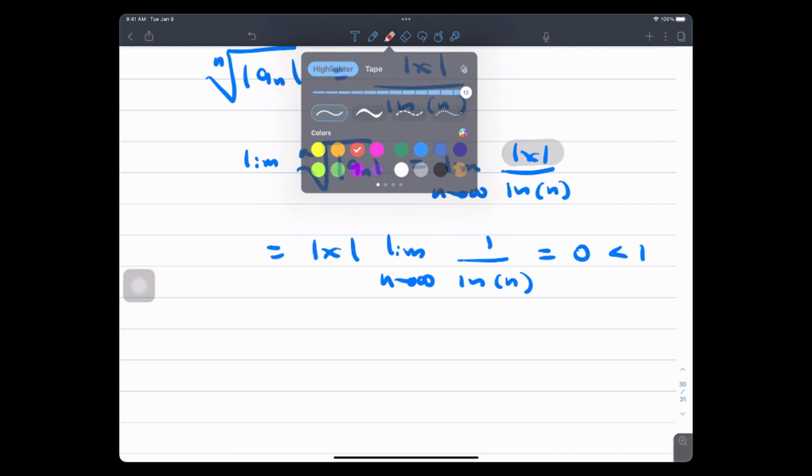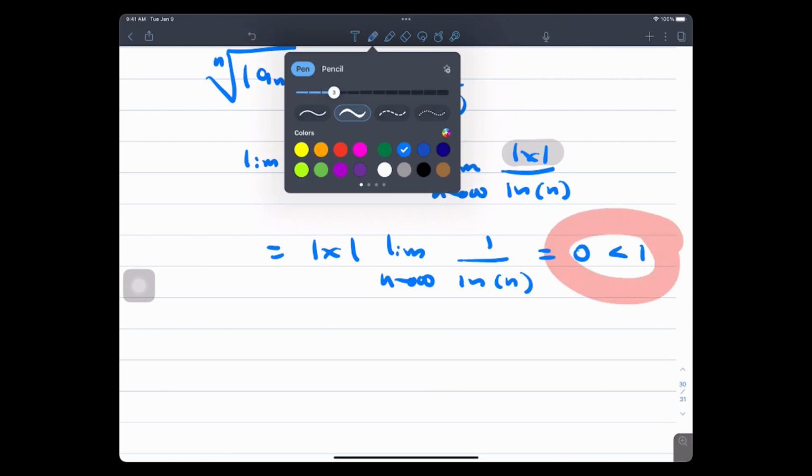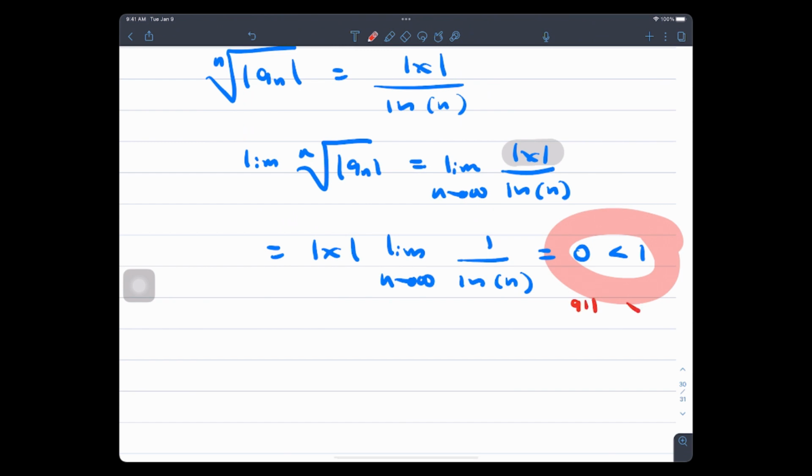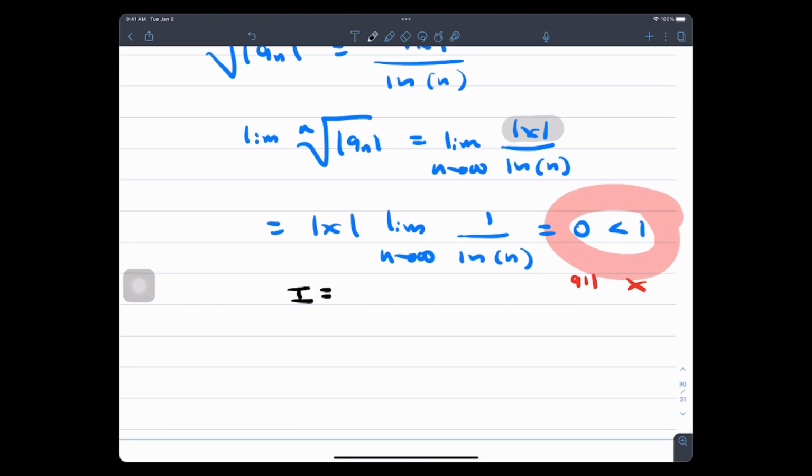That's what you care about. That happens for what? That happens for all x. Right? So if it happens for all x, isn't that all real numbers? Interval of convergence is from negative infinity to infinity.